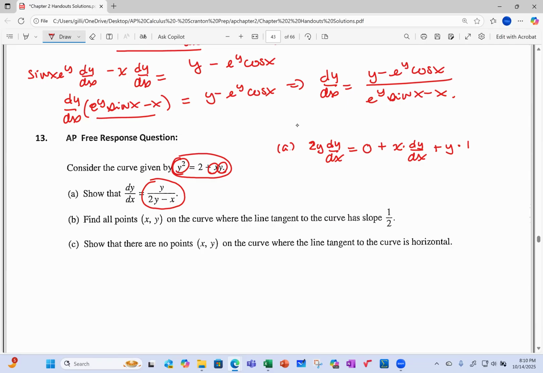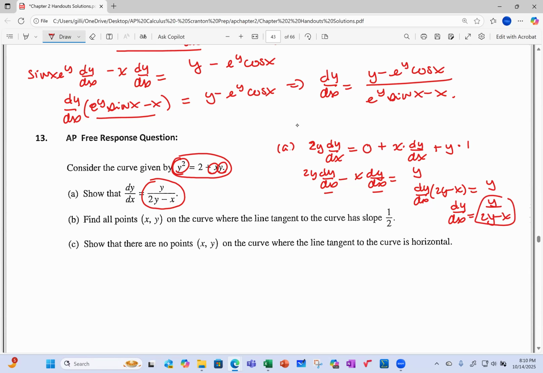I'm going to get my dy dx's to one side by subtracting that x dy dx over and keeping the y on the right. When I go to factor out the dy dx, it's going to be left 2y minus x equals y. I will then divide and get that dy dx equals y over 2y minus x, and done.